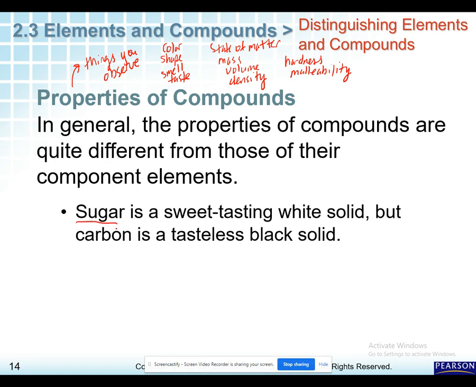So for example, sugar is again made up of 12 carbon, 22 hydrogen, and 11 oxygen. So this is what sugar is made up of. And sugar is sweet tasting. It's white. It's a solid. However, if we look at the carbon that makes it up, carbon by itself is actually tasteless. It's black and it's a solid. Thank goodness that when carbon pairs with hydrogen and oxygen, that it creates something that is very sweet tasting and delicious. And I don't know how anyone could live without sugar.